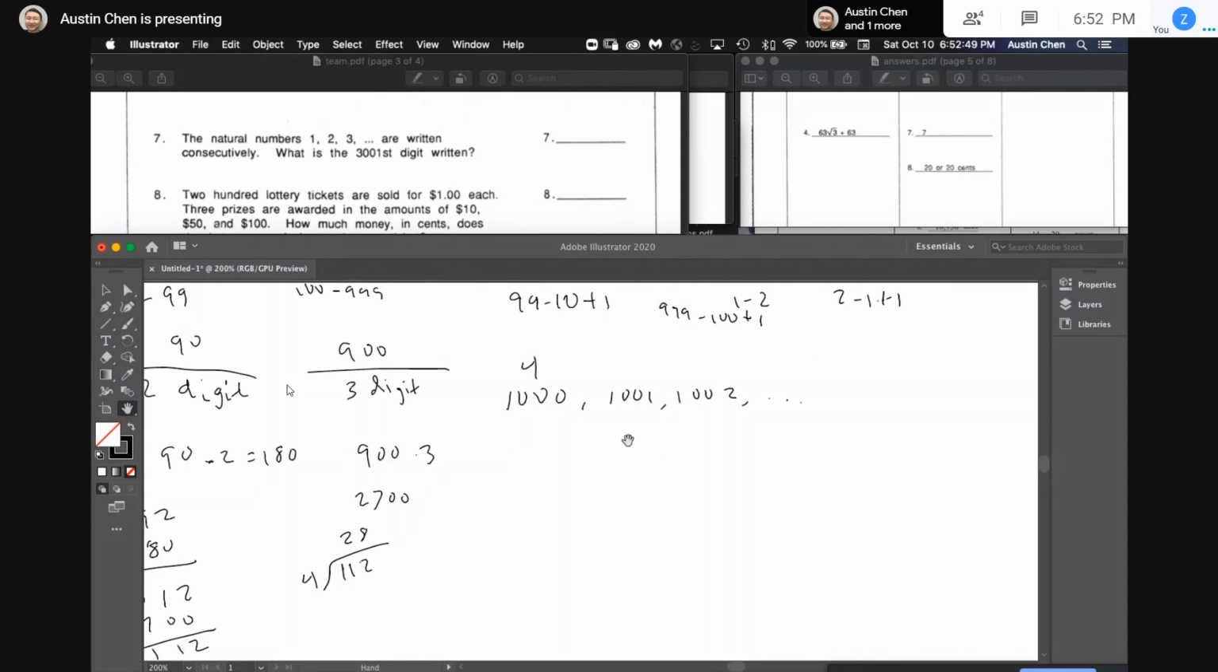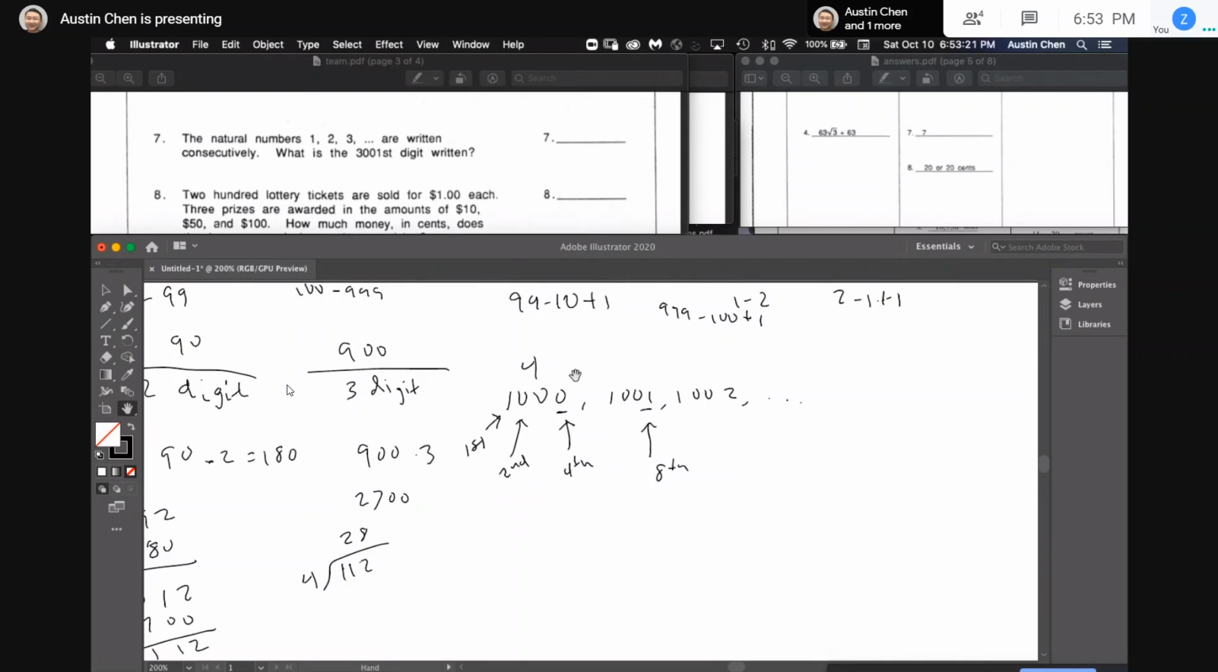The 112th digit is going to be at the end digit of one of these numbers. This is going to be the first digit that we go through, this is going to be the second, and this is going to be the fourth, and this is going to be the eighth. Each of these last digits are going to be multiples of four, and 112 is a multiple of four. So we're going to be at some ending digit.